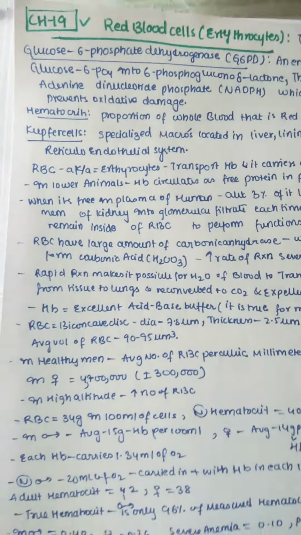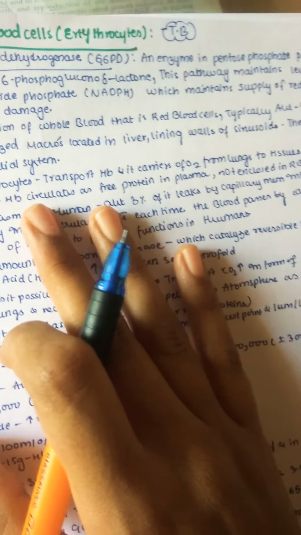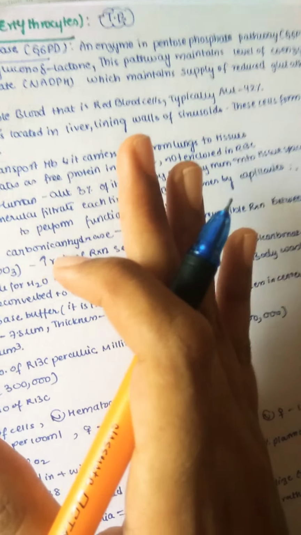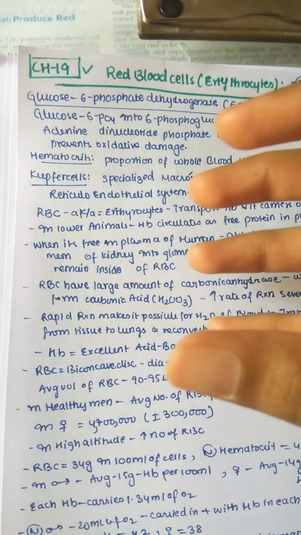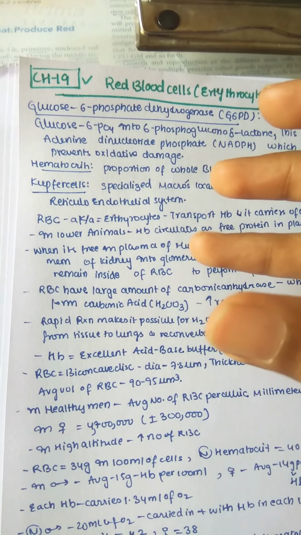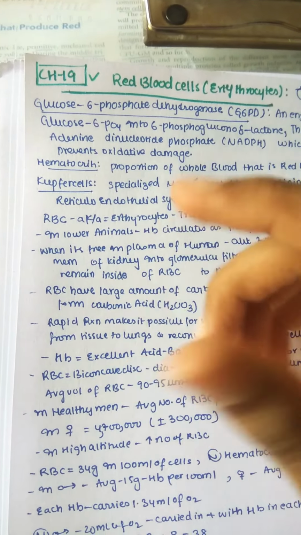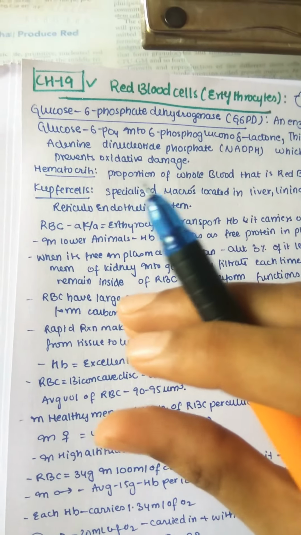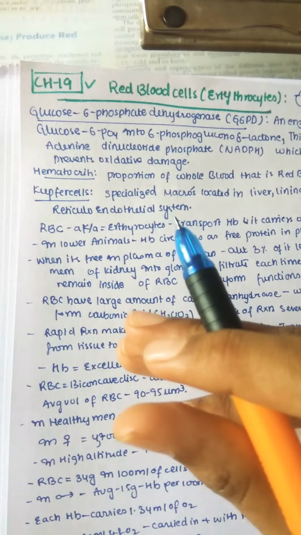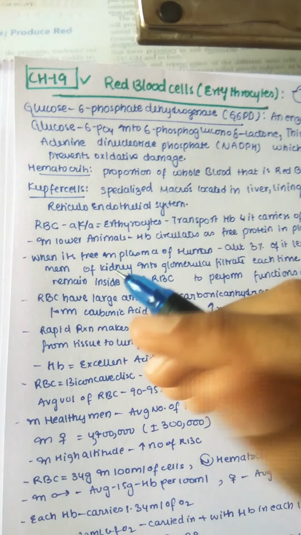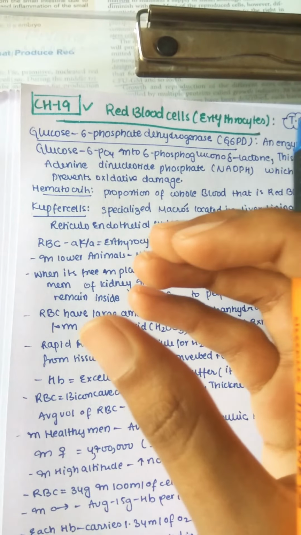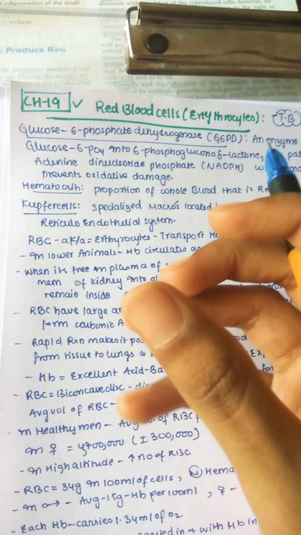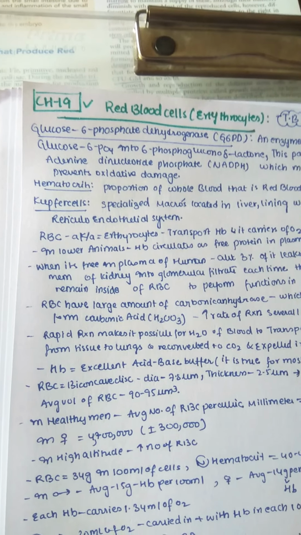So what is hematocrit? It is the proportion of whole blood made up of red blood cells, typically about 42%. For example, if you take a blood solution and centrifuge it, all the red blood cells come to the bottom and the plasma floats on top. This bottom layer of packed red blood cells denotes the hematocrit, that is, how much volume our red blood cells take in whole blood. That is about 42%. So in our blood, about 42% is red blood cells.